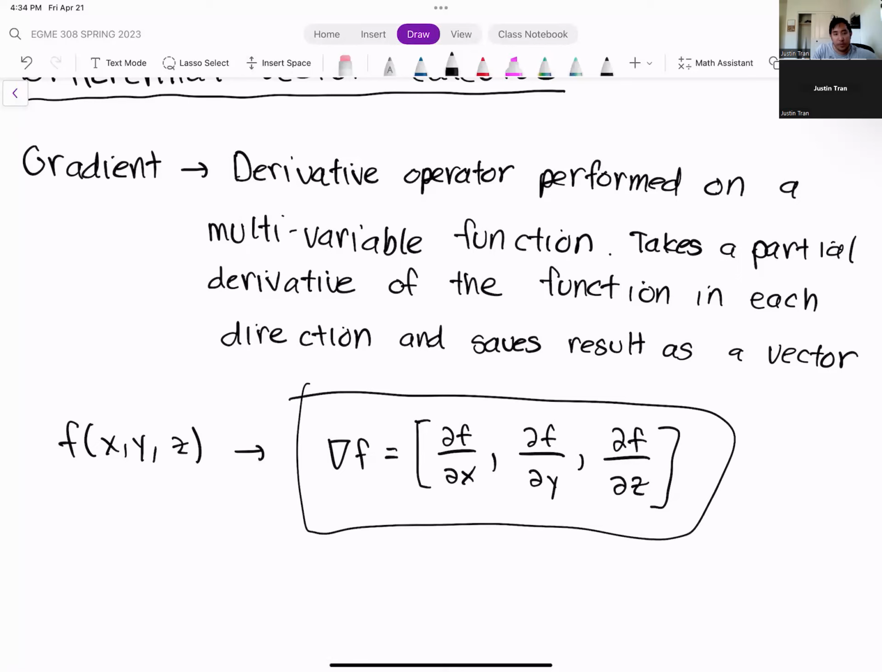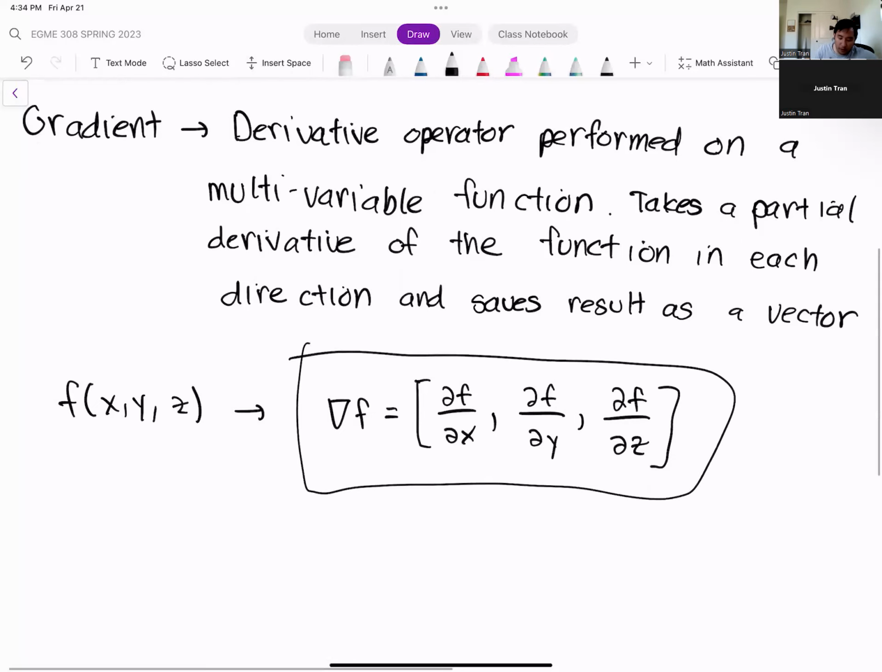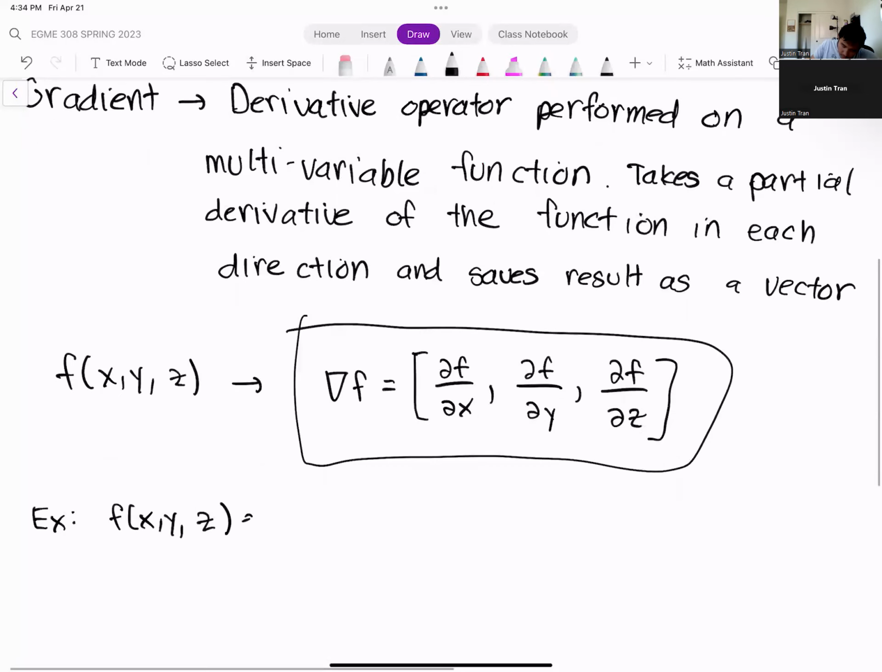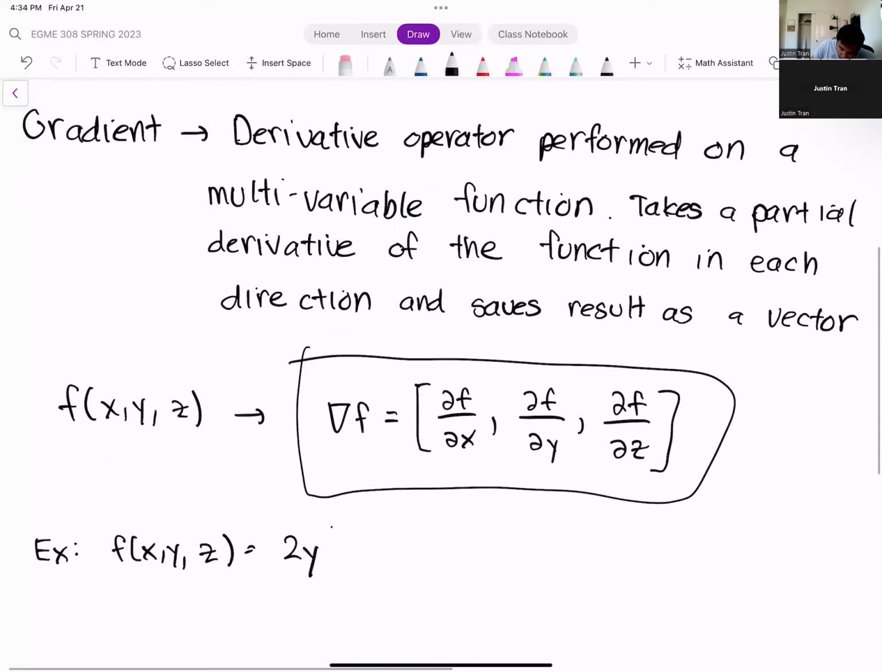Right. And so to take the gradient, you basically just take your function f, where your function f is going to be a function of all three variables. I think the example that we did in the class was f of x, y, z is equal to, this is just one example, 2y cubed plus 4xz plus 3x. Okay, so that's your function. To take the gradient, you would take the derivative of this in each direction and then store it in a vector quantity.